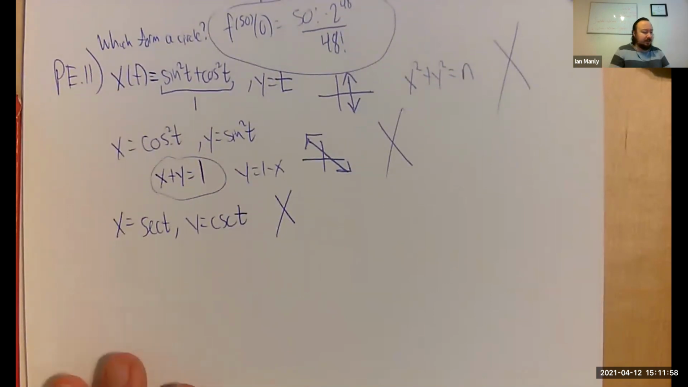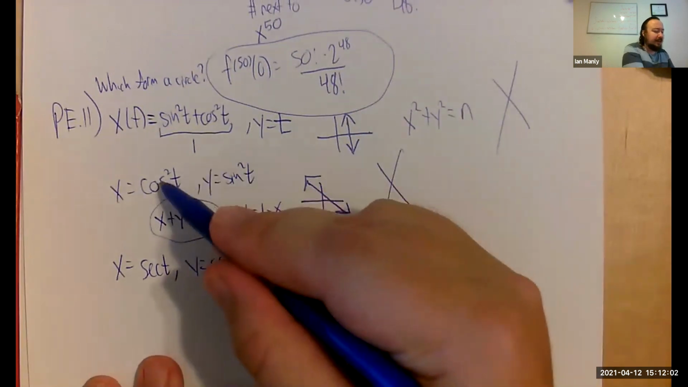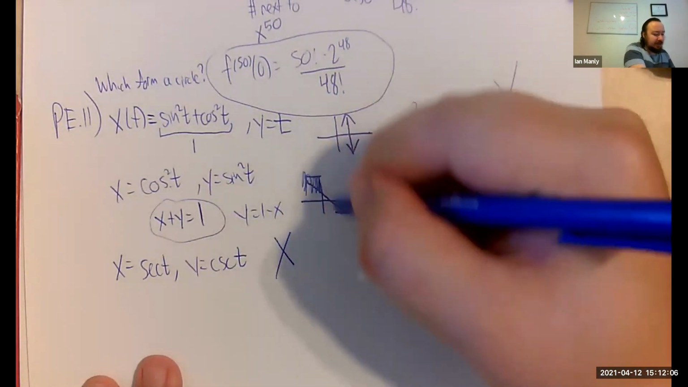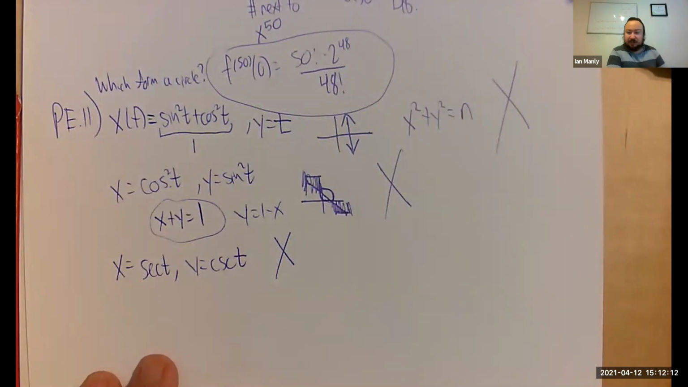All right, the next one's kind of interesting. Oh yeah, Brittany actually has a good point. Isn't it only in the first quadrant? Yeah, I neglected that, thank you. Yes, so since both of these are squared, it would actually only be this part of the line right here, because x and y can only be positive. Yeah, so thanks for pointing that out.